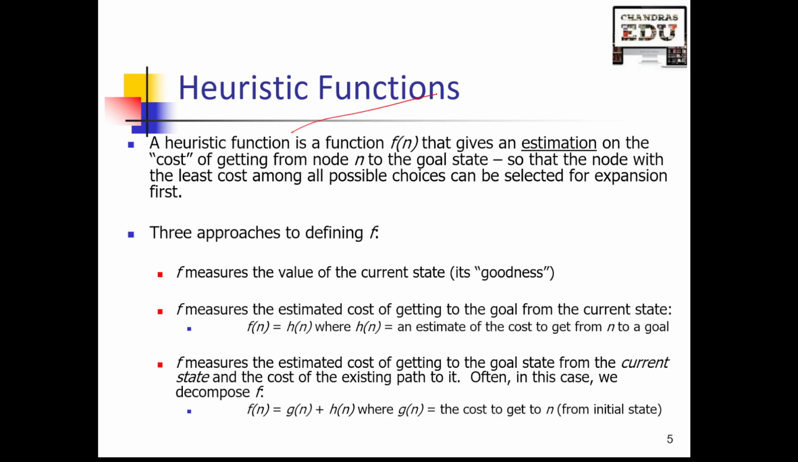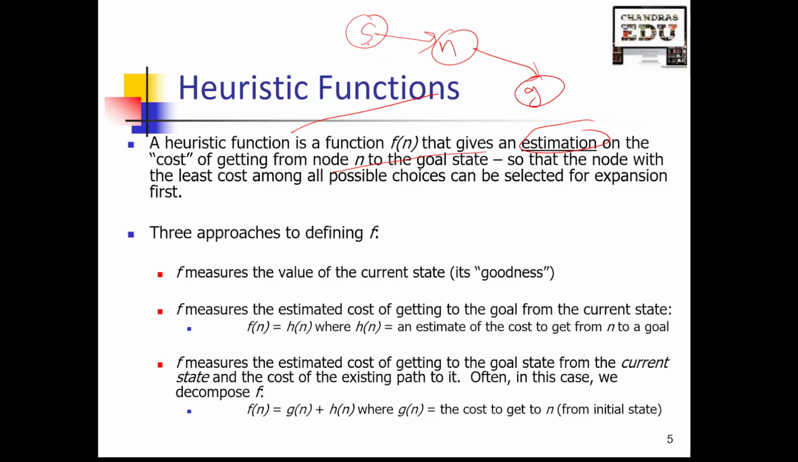Next we'll see about heuristic functions. Heuristic, as we have seen in the last slide, is nothing but a hint to find the solution. So a heuristic function gives an estimation of getting from node n to the goal state. Suppose we are at a node n, this is the starting node, and this is the goal node. We have come from the starting node to node n, and from n we need to go to the goal node, that is the goal state.